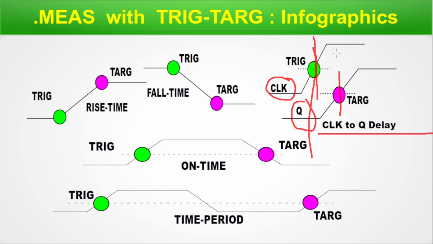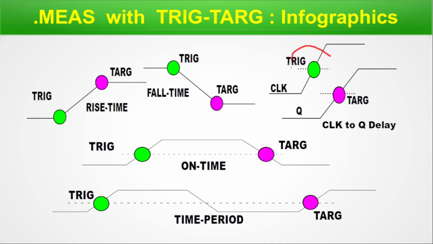Here, the time will be measured in the x-axis, starting the trigger at this clock and finishing the measure at this target, and this clock to Q delay will be measured in the time axis. But here you notice one thing, the trigger lies on a different waveform and the target lies on a different physical waveform. So this is the philosophy of trigger and target. They can be on the same waveform, they can be on different waveforms.